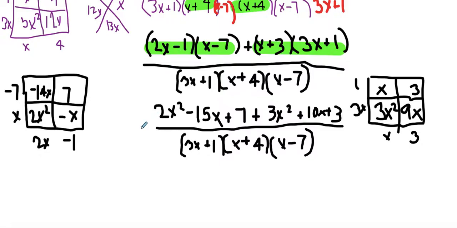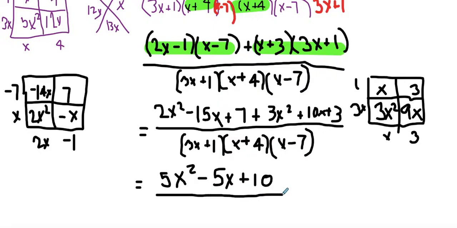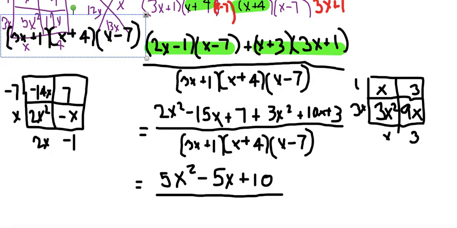So the next step I'm going to do is combine my like terms in my numerator. I have 2x squared and 3x squared, which gives me 5x squared. Combining my x's, negative 15x, 10x, leaves me with negative 5x. And 7 and 3 is plus 10. All right. That is all over my common denominator.